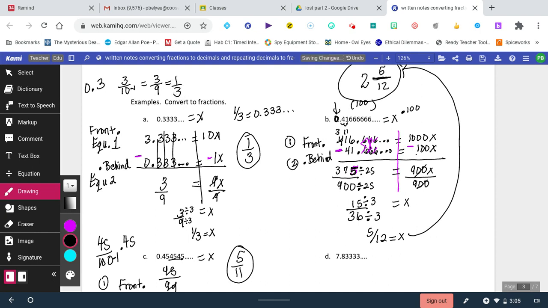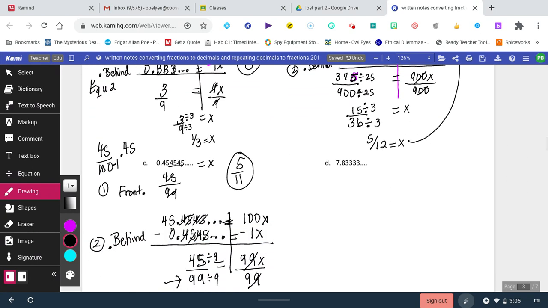Now, could you do that on B? No, you can't do that on B because you have a 4 and a 6 that are not repeating. So you would have to do the equation. You can't even do the little shortcut on D because you got an 8 that's not repeating behind the decimal.